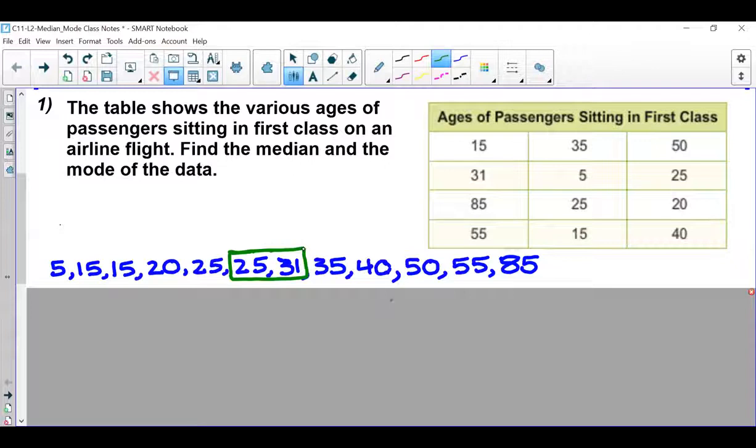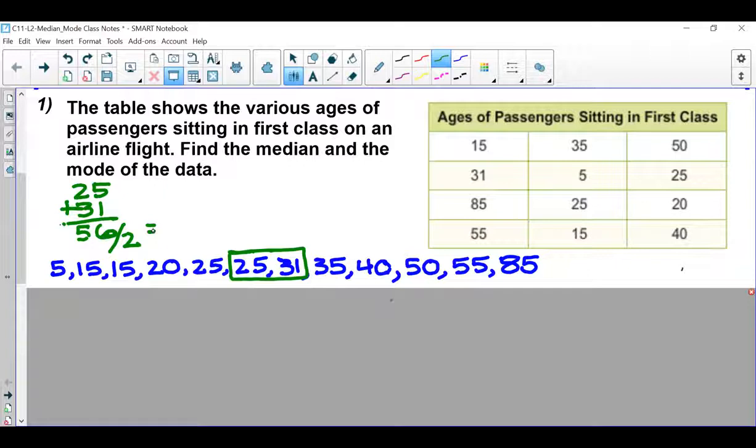There we go, 25 and 31. Okay, I can only have 1 middle number. So the only thing that I have to do is I'm going to write down 25 plus 31. Okay, is 56. 56, right? Divided by 2, because there's only 2 numbers. We want the middle number. What is 56 divided by 2? 28.